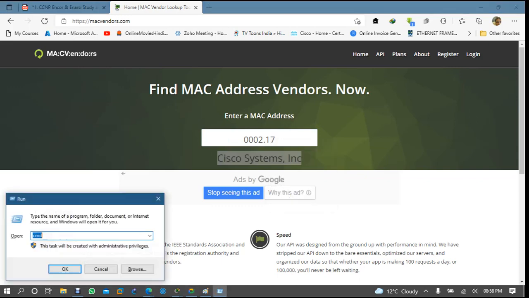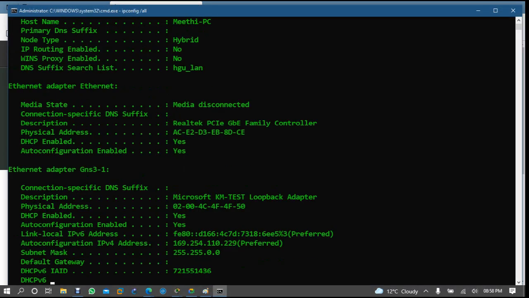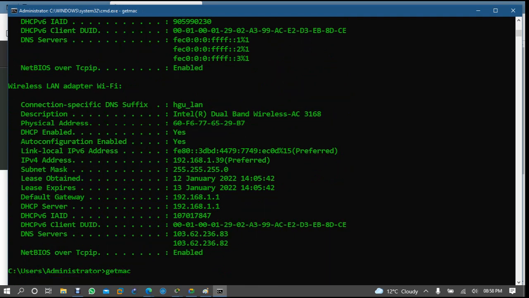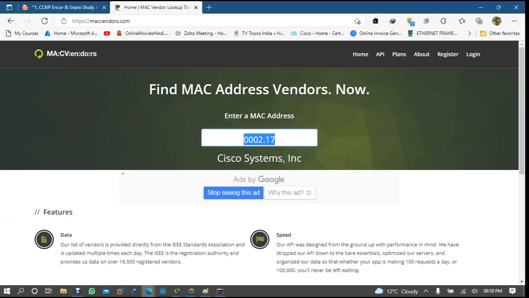No problem. Let's come here, open cmd, type ipconfig /all, or it's simple what you type. One other command is also there, getmac. Okay, I got lots of MAC addresses here, so let me copy the first one and paste it here, enter. See, are you understanding? Intel Corporation. Yes, so it is of Intel Corporation.